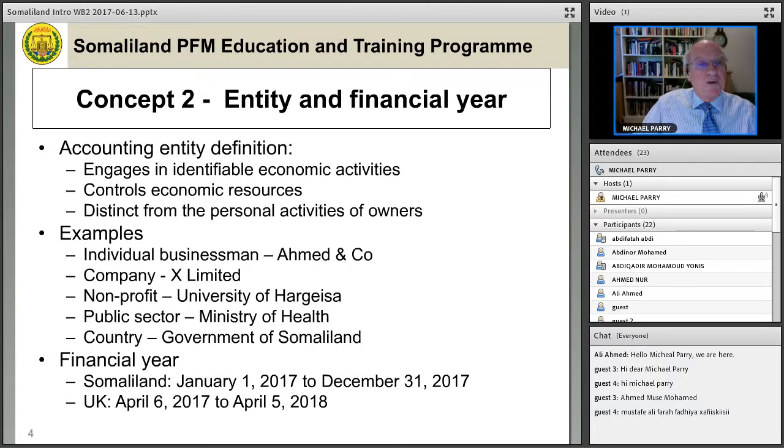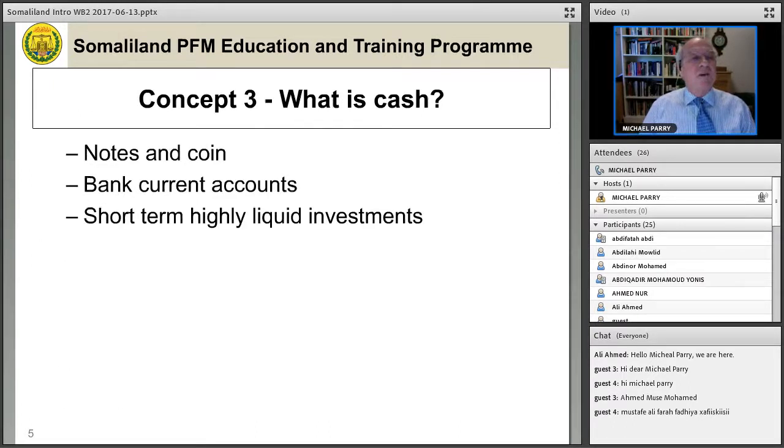The second point is that we will always talk about financial periods, usually the financial year. That is not always the calendar year. In Somaliland, it's the calendar year from January the 1st to the 31st December. But in the UK, for example, it runs very strangely from the 6th of April one year to the 5th of April the next year. The reasons for that are historic and don't matter, but it shows, again, financial years are not always the same as the calendar year.